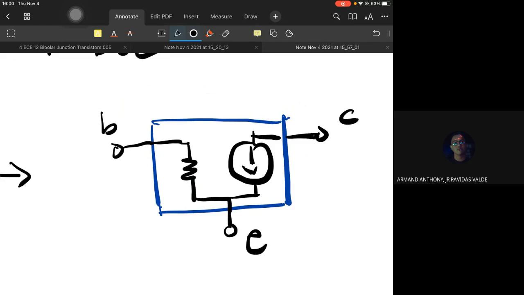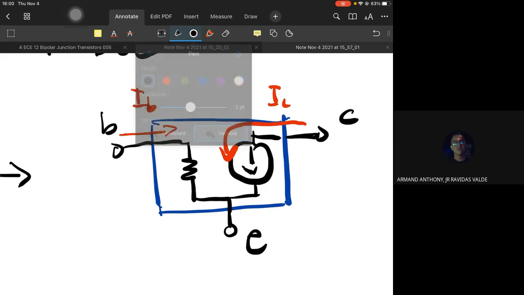This fits our previous definition that a BJT is a current-controlled current source. Meaning, if current flows through the base, there will be a greater current flowing to the collector. Okay, IC is controlled by the current IB.